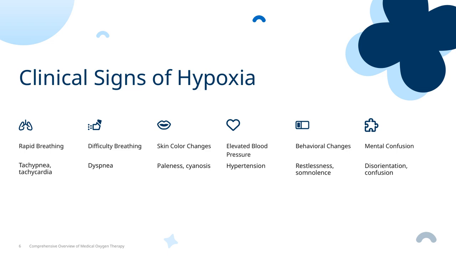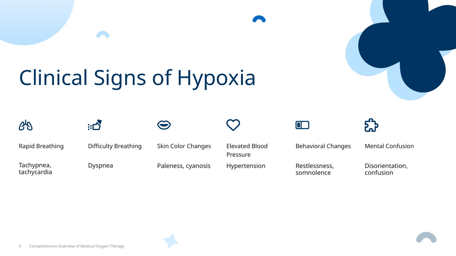One of the early signs is disorientation or confusion, which indicates that the brain isn't receiving sufficient oxygen. You might also notice mental confusion, where the patient seems forgetful or unable to concentrate. Restlessness and even somnolence or drowsiness can also occur, showing the body's attempt to respond to low oxygen levels. Behavioral changes are common too, such as agitation or lethargy. Hypertension or elevated blood pressure can sometimes be observed as the body tries to compensate.